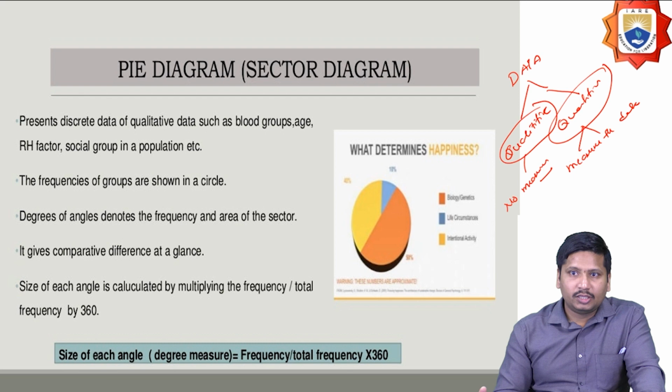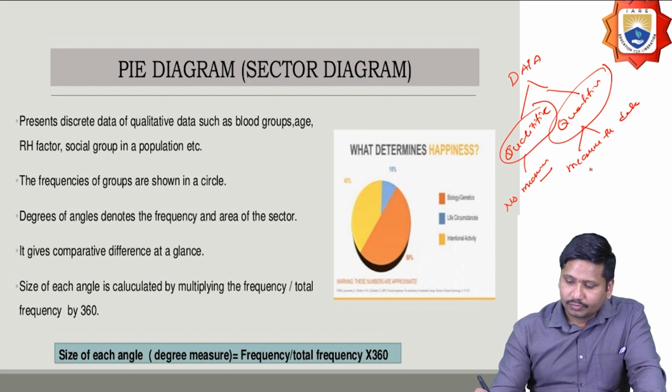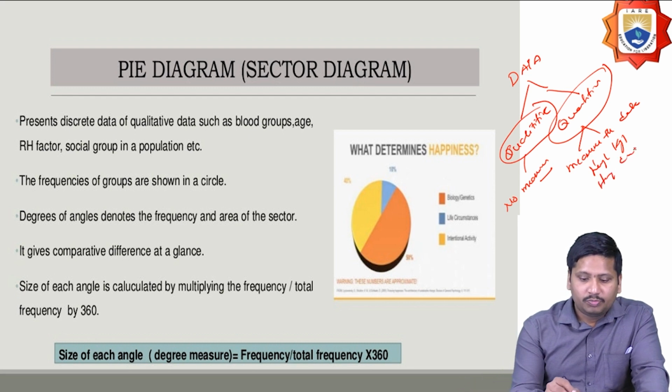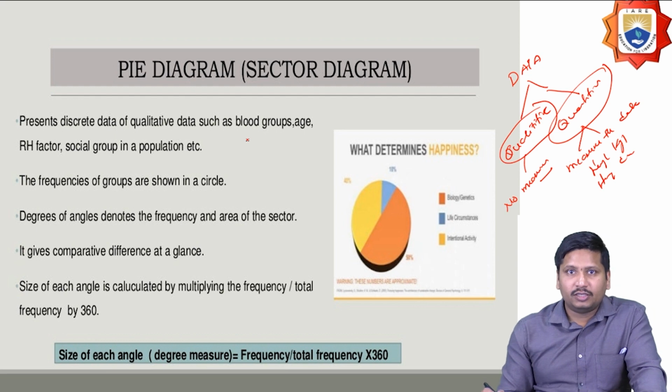Some of the graphs I mentioned in previous videos were able to cover measures of the data, like weight in kgs and height in centimeters. Normally this pie diagram represents discrete data, what we call a sector diagram, and it is used for data that does not have any kind of measures, like blood groups, age factor, knowledge factor, social group and population.